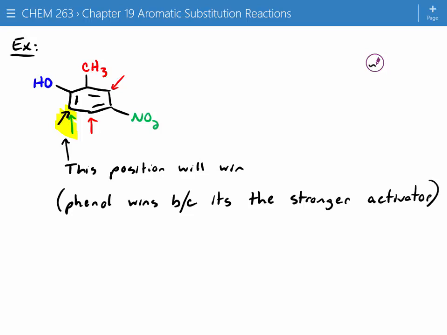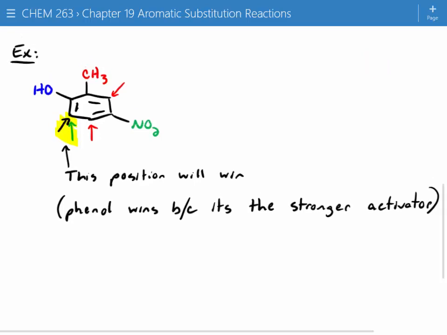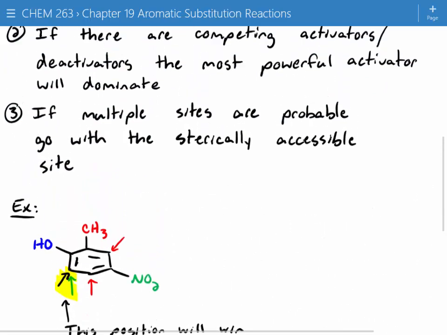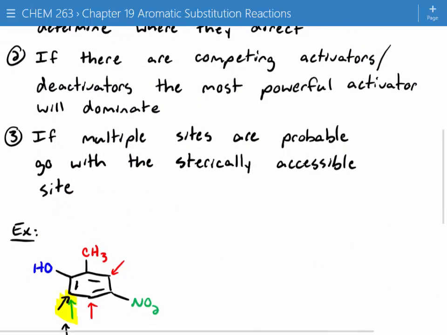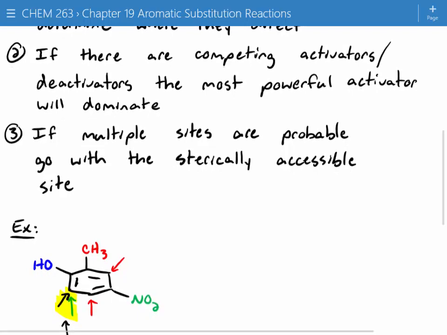I thought you said something about if they both were. Why is it because of that? I just would think because there's two spots that it could both go to, so that would win out. Yeah, the more important thing to look at is Rule 2 here, where it says if there are competing activators or deactivators, the most powerful activator will dominate. So we're really looking for which one's donating the most electron density into the ring, because the overall driving force is a nucleophilic attack. So it's what's contributing the most electron density. Yeah.